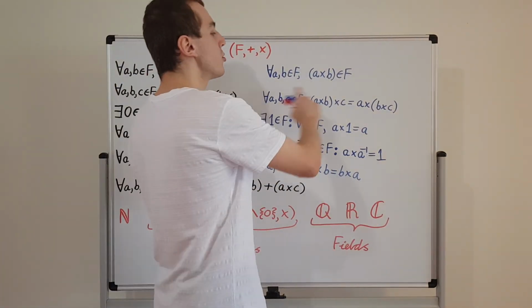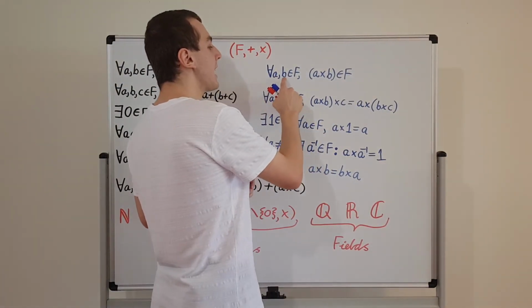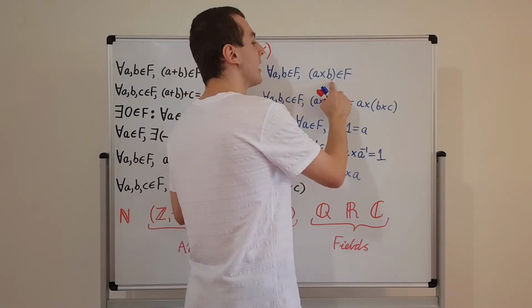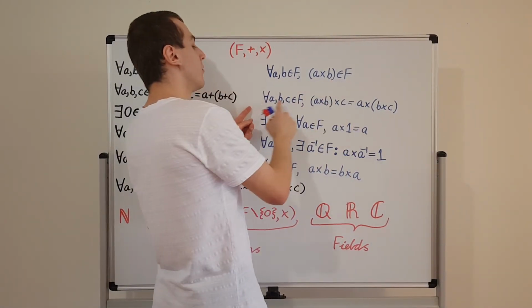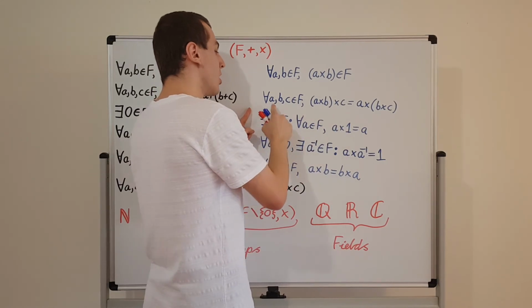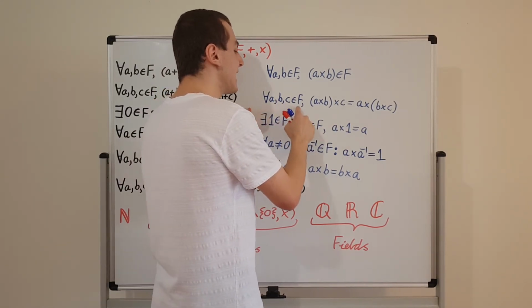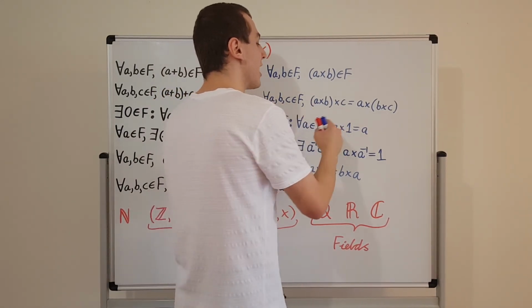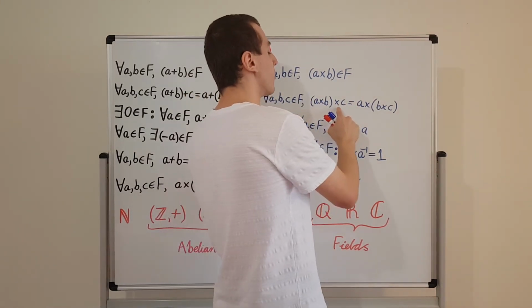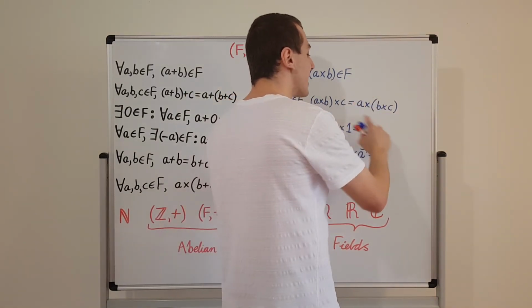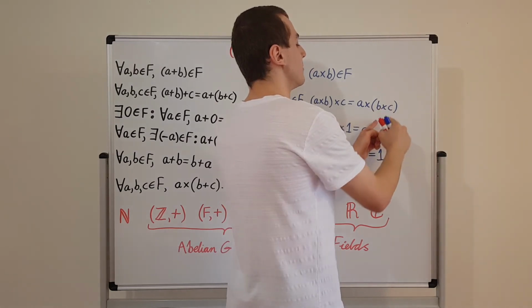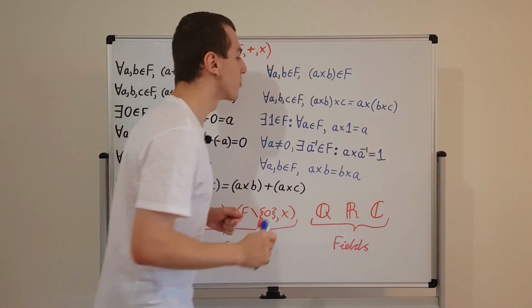Over here we have closure for multiplication. For all A and B in the field, A times B is an element of the field. Over here we have associativity for multiplication. For all A, B, and C in the field, A times B, evaluated first, and then multiplied by C, is the same as A times the result of B times C. The associative property holds for multiplication.